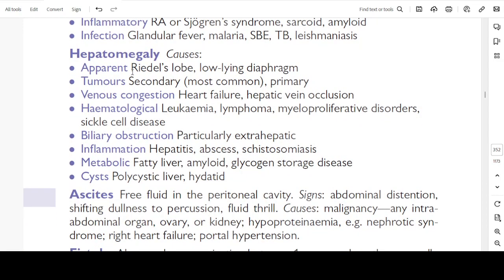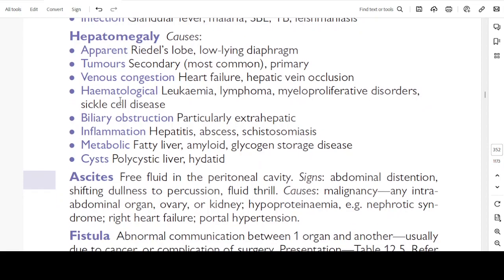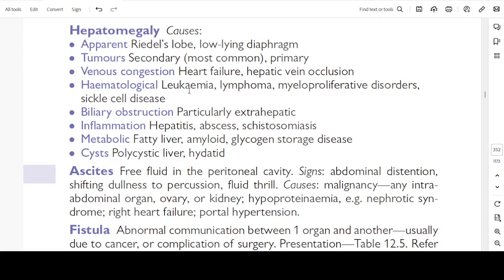Hepatomegaly causes are apparent when there is a Riedel's lobe or a low-lying diaphragm. Tumors: secondary is the most common cause, and primary tumors can also be there. Venous congestion when there is heart failure or hepatic vein obstruction. Hematological: leukemia, lymphoma, myeloproliferative disorders, and sickle cell disease. Biliary obstruction, particularly extrahepatic biliary obstruction. Inflammation: hepatitis, abscess, schistosomiasis. Metabolic: fatty liver, amyloid, glycogen storage disease. Cysts: polycystic liver disease or hydatid cyst.